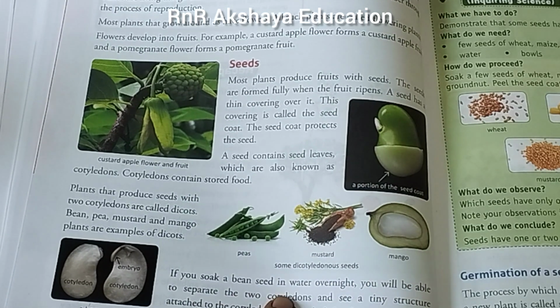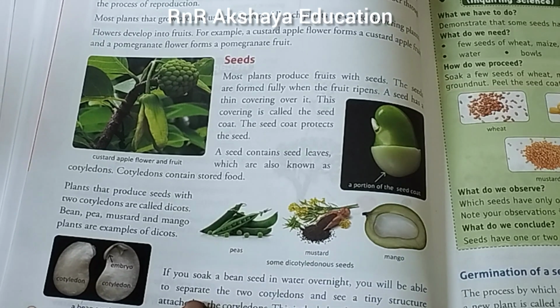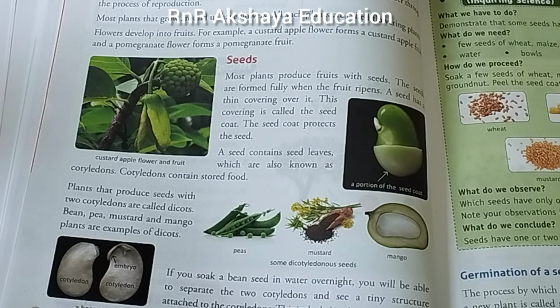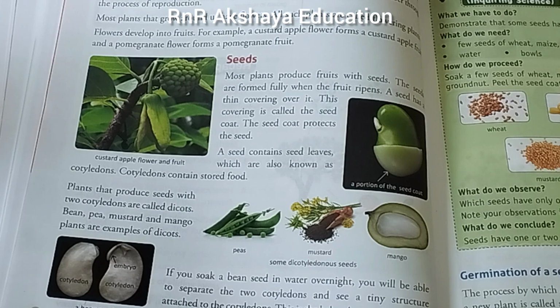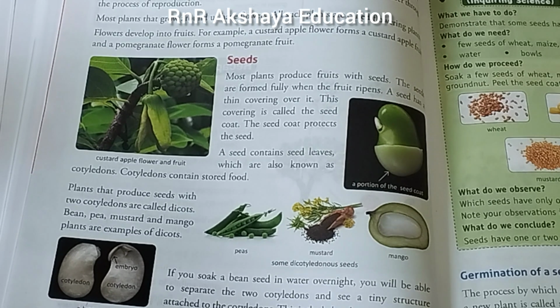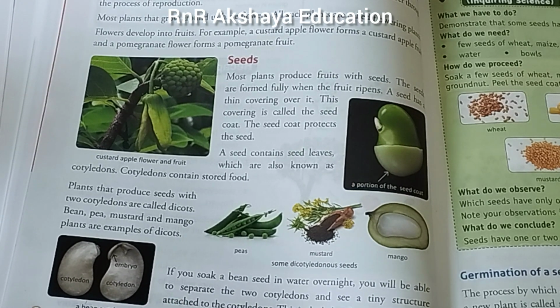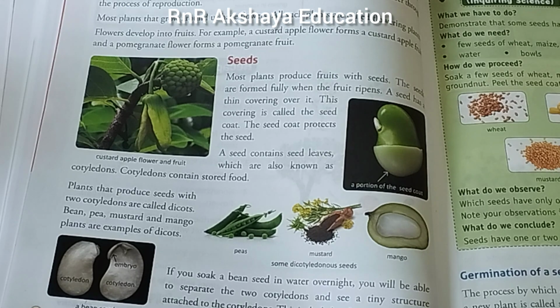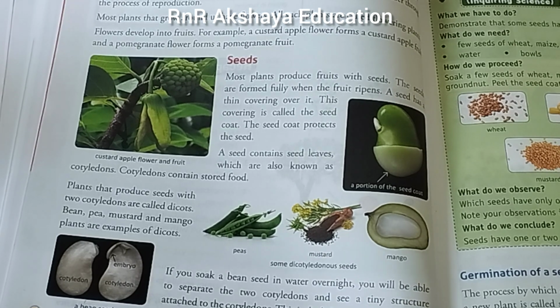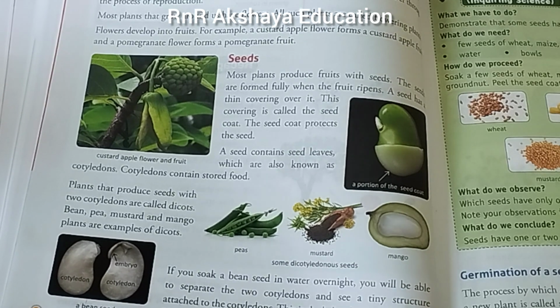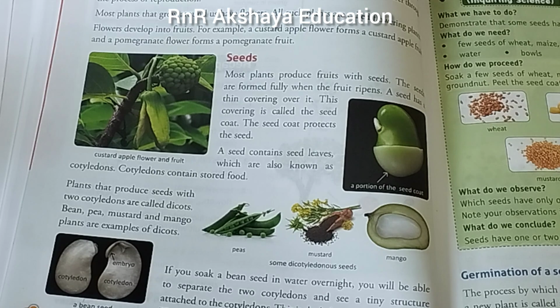If you soak a bean seed in water overnight, you will be able to separate the two cotyledons and see a tiny structure attached to the cotyledon. Overnight means throughout the night, and you check in the morning. It will be soaked nicely, so you can separate the two cotyledons and see a tiny structure attached to the cotyledon. This is the baby plant or the embryo.